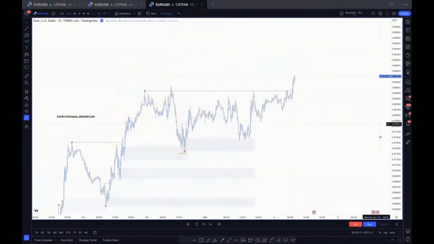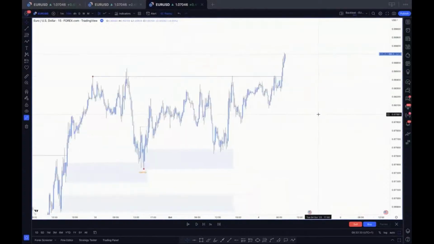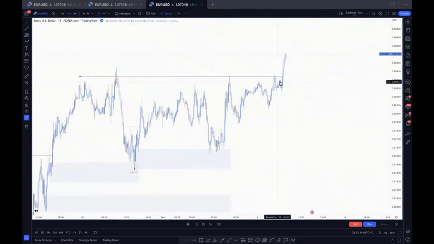And then now we have this new swing range, right? So this now becomes our low, and this was taken out, so this now becomes our high. So you can see this around 7:45 on the 4th of October. Now, after a break of structure, what do we expect? Expectational order flow. We expect a pullback before a continuation, right?